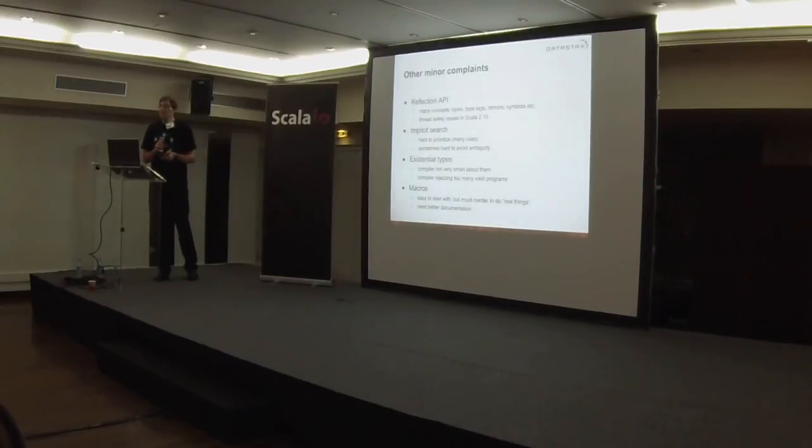Existential types: we run into many cases of the compiler not being smart enough, even rejecting valid programs, so we have to resort to some typecasting, and we find it ugly. And implicit search, I think this is the typical complaint of anyone new to implicits: at some point they are hard to prioritize, and there are all those ambiguities. The system is quite complex in this way.